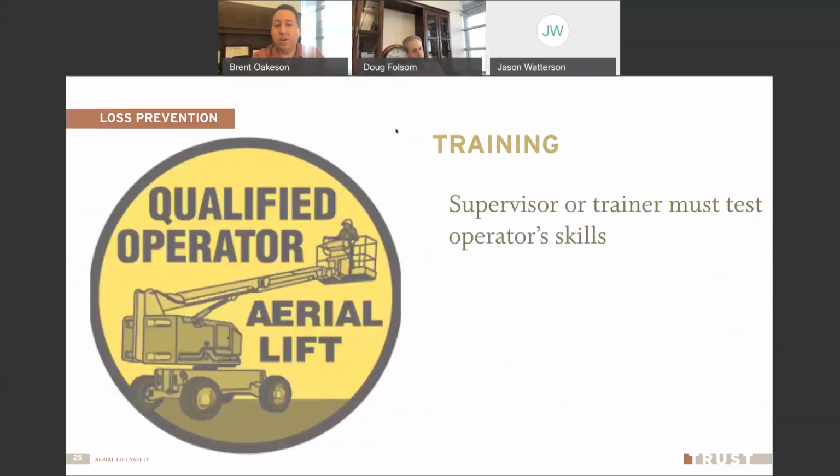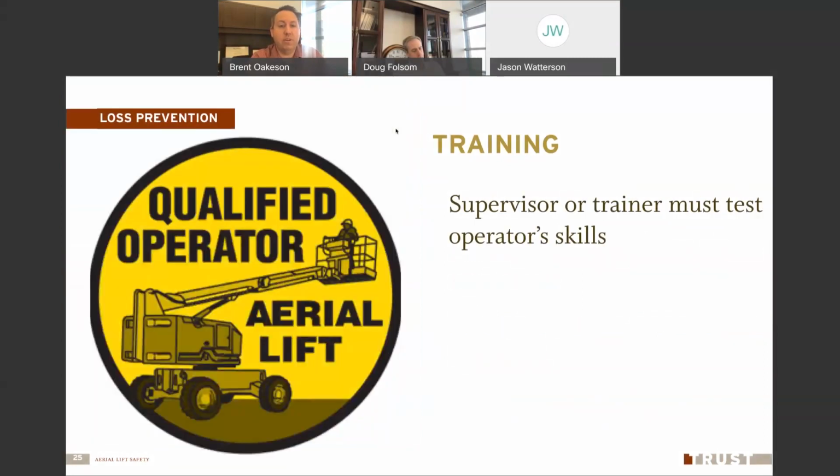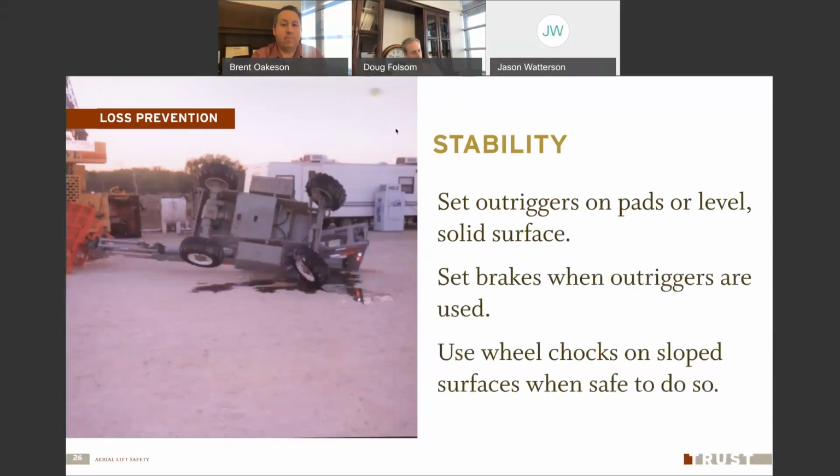As far as training requirements, the supervisor or the trainer must test the operator's skills. That's part of that hands-on evaluation. ANSI has a new standard regarding aerial lifts that I'll be talking about today, and they now require that the supervisor of the operator also be trained to verify that they know what to look for and what to verify in their employee, so they can work safely. So definitely you need some good training. You want to know those things before you go using that equipment.